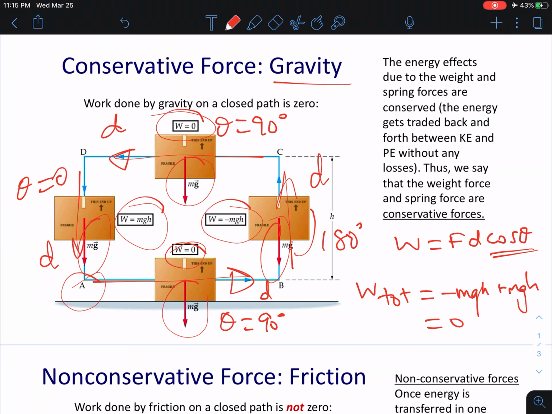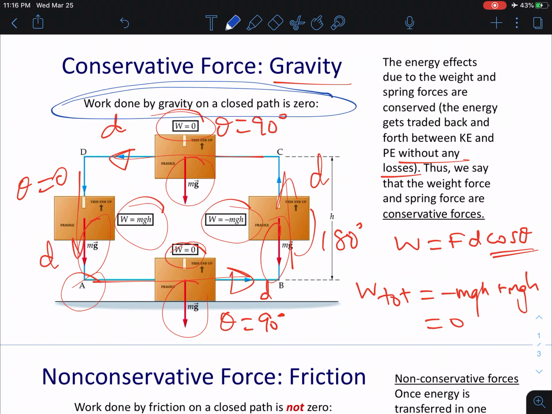That's what is meant by without any losses, okay? It doesn't do work when you go through a complete loop. So that is why gravity is one of the examples that is conservative, okay? And that is the reason we can associate that with a potential energy. So that's why we have two choices.